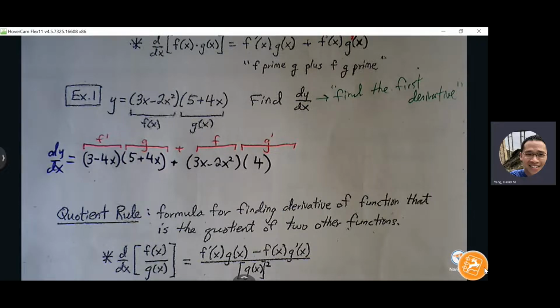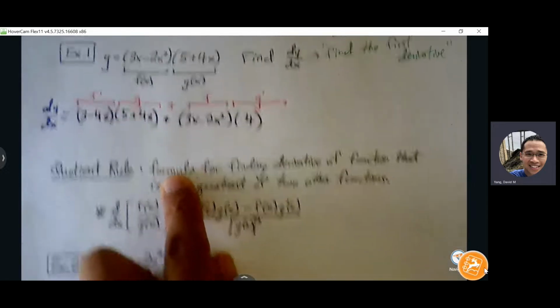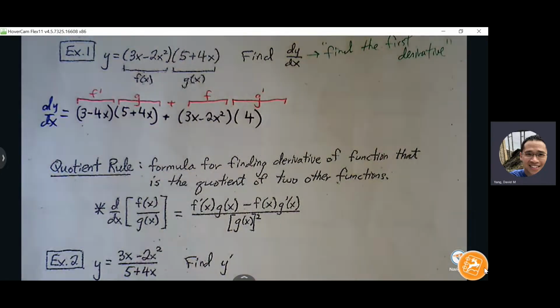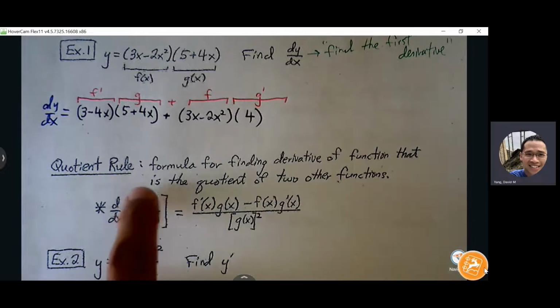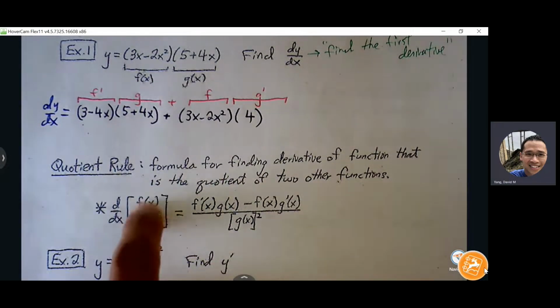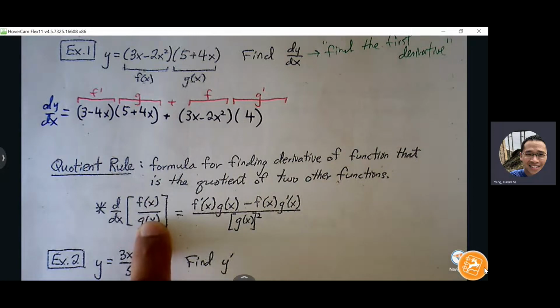But let's talk about quotient rule. So quotient rule is where I'm trying to find the derivative of a function that has a numerator and denominator portion to it. So quotient rule is a formula for finding the derivative of a function that is the quotient of two other functions. So let's say there's a numerator and denominator portion. I'm going to go through quotient rule.